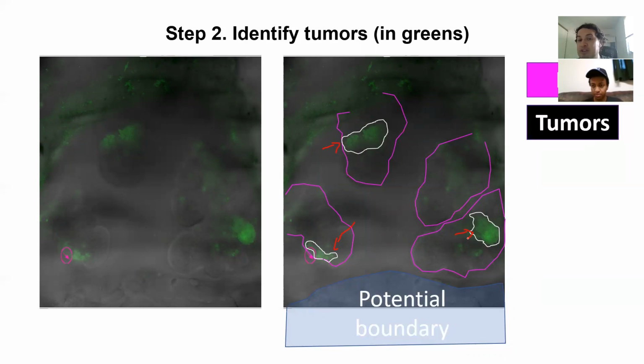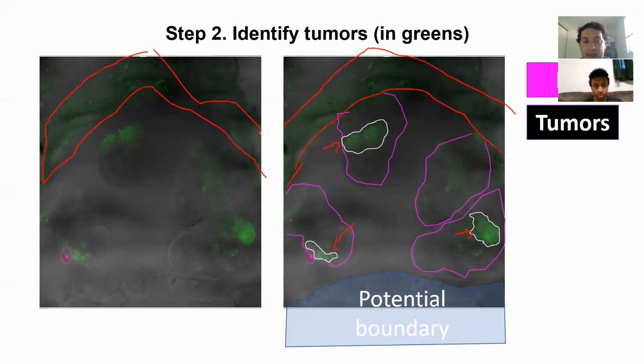I want you to know that those are located in the legs. Do you notice that here there is a very green spot? This is not a tumor. This region is the pupal case.